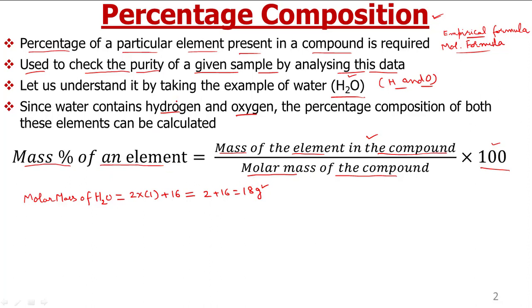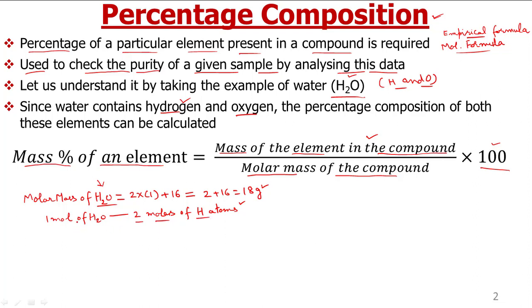Now if we have to calculate the percentage composition of hydrogen, first we need to know the mass of hydrogen present in water. Let us see how we can calculate it. First, 1 mole of water contains how many moles of hydrogen atoms? 2 moles of hydrogen atoms. We have already discussed how to calculate this in our previous lecture; I have kept the link in the description, you can check there. So 1 mole of water is equivalent to 2 moles of hydrogen atoms.